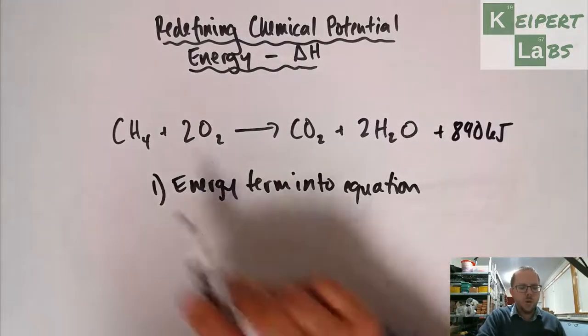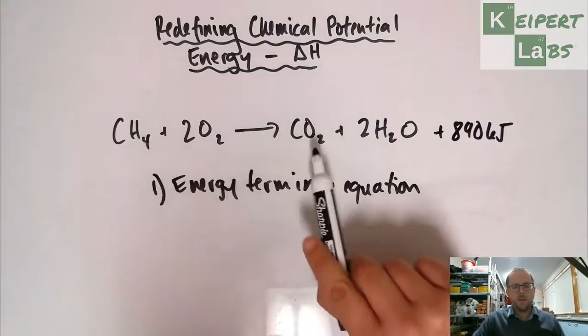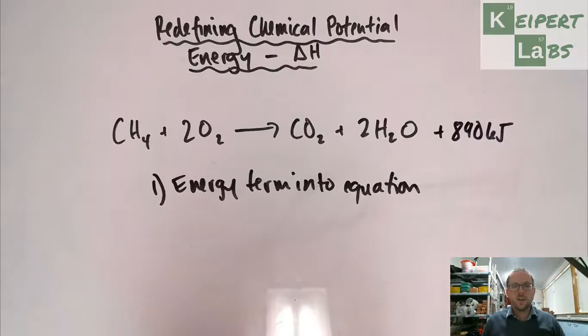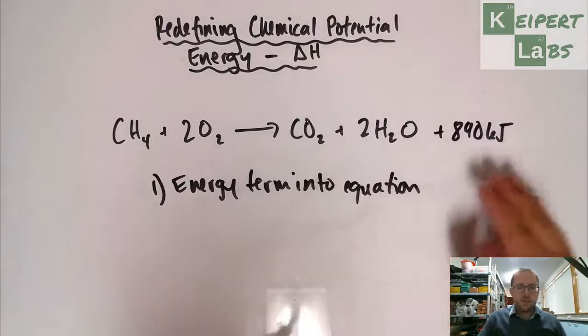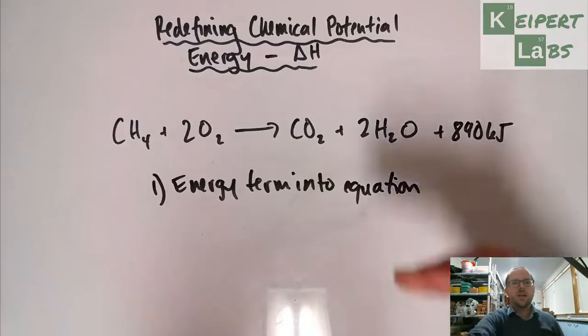Okay, so as 1 molecule of methane and 2 molecules of oxygen combine together, they form 1 molecule of carbon dioxide, 2 of water, and 890 kilojoules of energy. So now it's quite easy to consider it like one of our products or reactants, and therefore to do stoichiometric calculations with it.